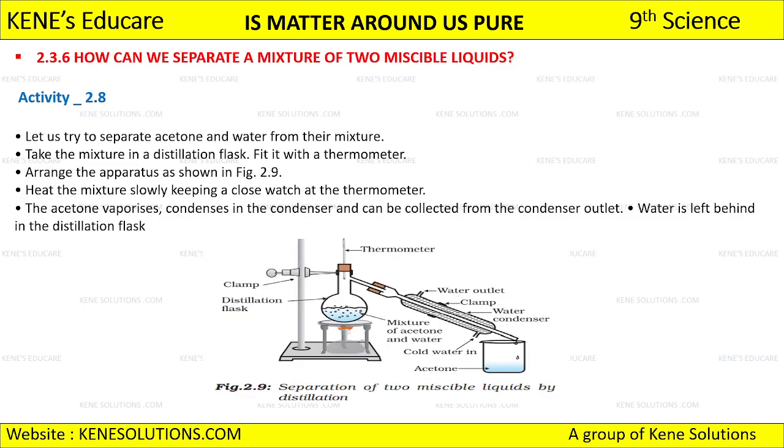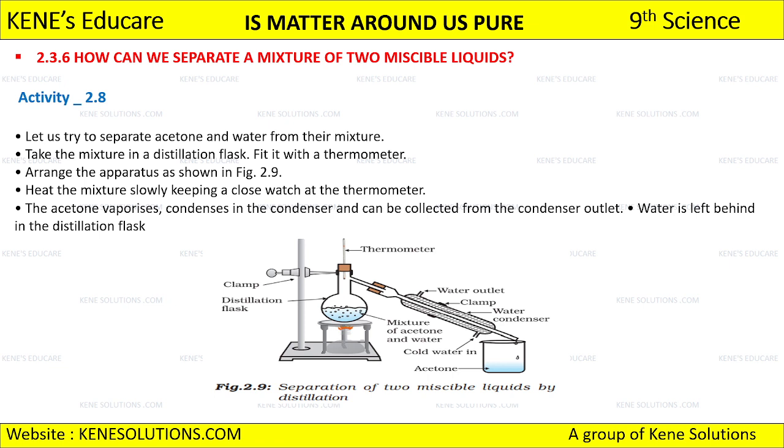After this, I hope you are done with the chromatography technique. The next thing that we have is how can we separate a mixture of two miscible liquids. So for that we have activity 2.8 which has been given over here. Let us try to separate acetone and water from the mixture.